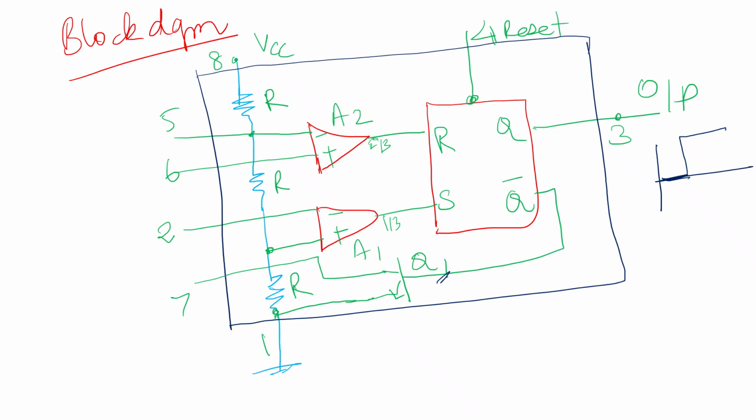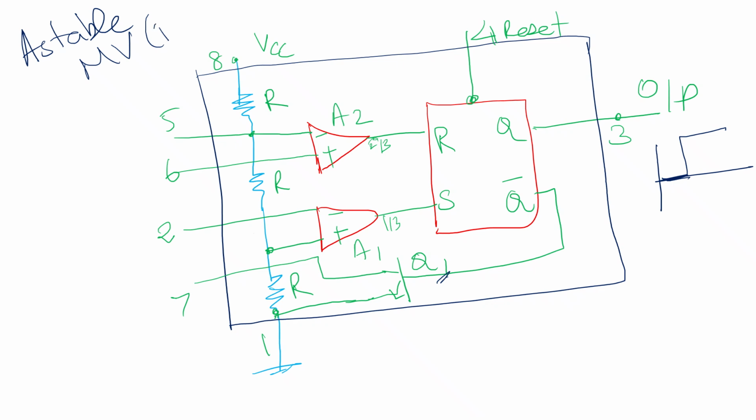Behaves as multivibrator circuits. The different types of multivibrator circuits are astable multivibrator and monostable multivibrator, which we will be discussing now. The first kind of multivibrator, we will now use the same block diagram to understand an astable multivibrator using IC 555.